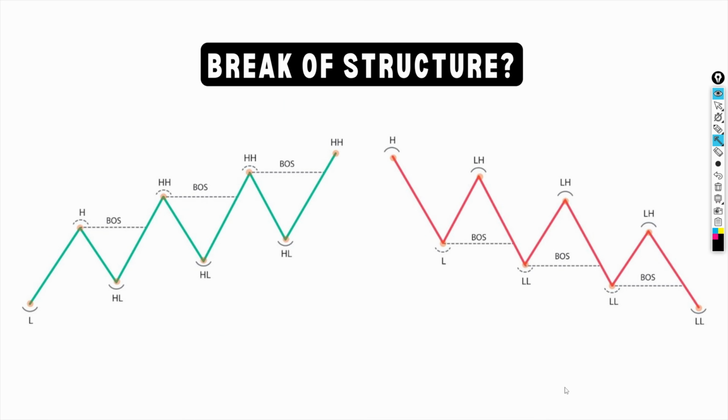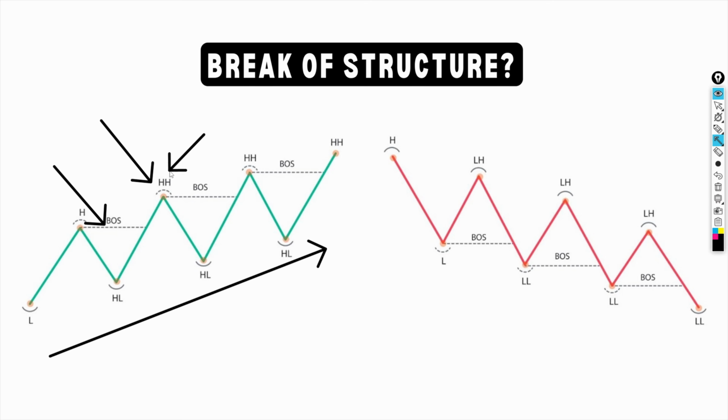Lastly, the last stage of reversal, which is break of structure. So what is break of structure? When market is moving in an uptrend, it creates higher highs, higher lows, higher highs and higher lows, and higher highs. When market breaks its previous high and creates a higher high in an uptrend, this is what we call break of structure.